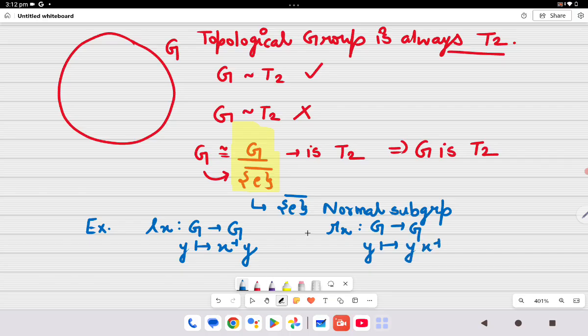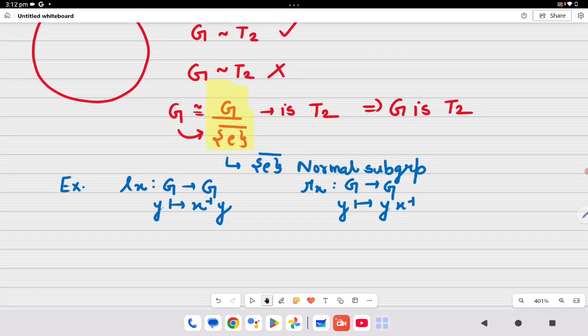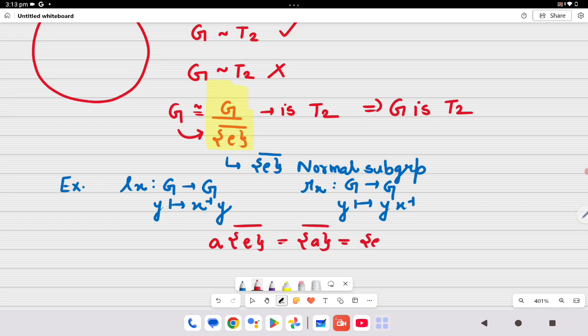कि singleton e closure is a normal subgroup, क्योंकि here you will be proving the left coset will be equal to the right coset। Basically what you will get is a singleton e closure A is equal to A singleton e closure. Okay, so this is a homework. So here we end this lecture. Hope you liked it.